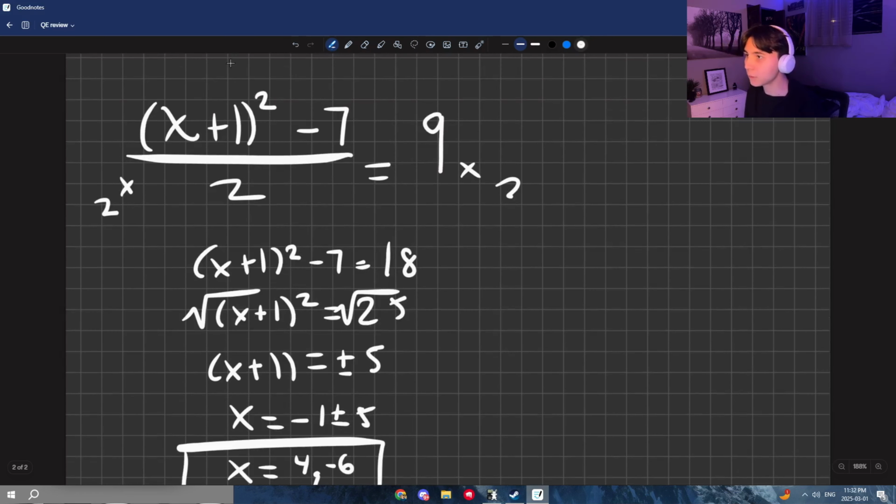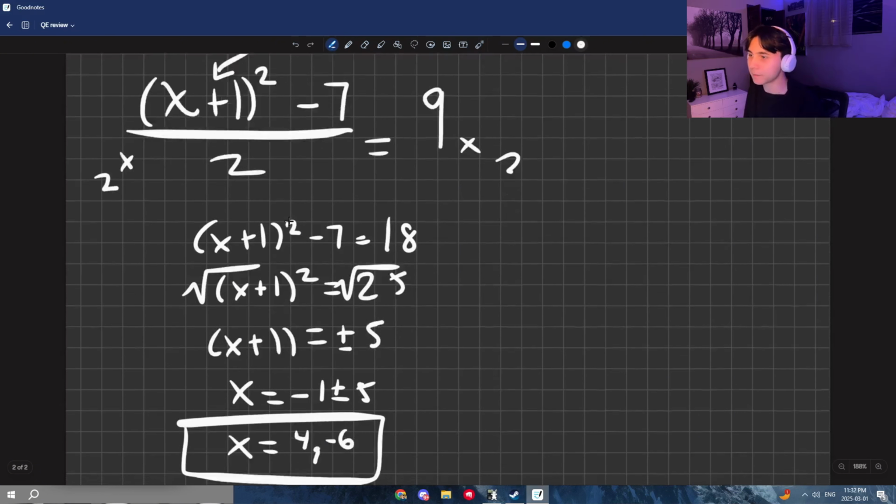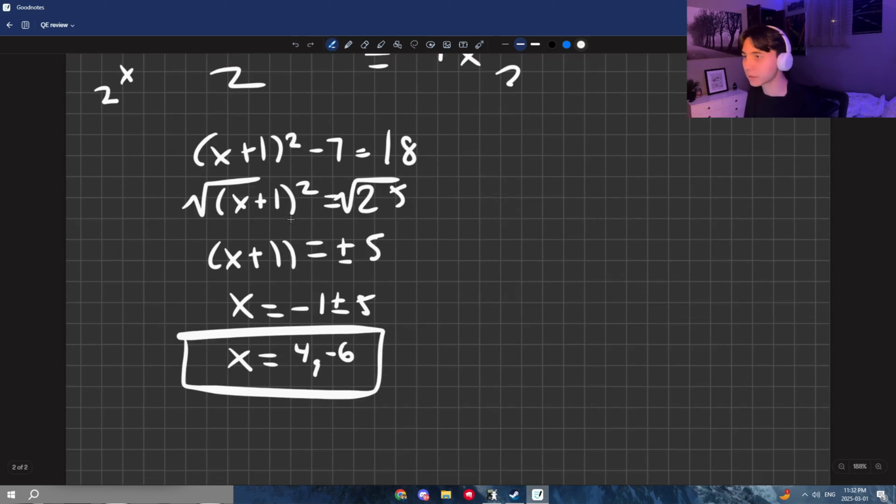So there's no need to actually expand this bracket out and FOIL, because that's going to be a more tedious process than just keeping it as it is. So just make sure you're doing that.